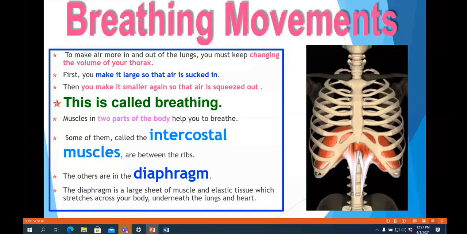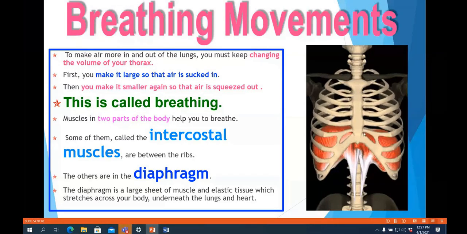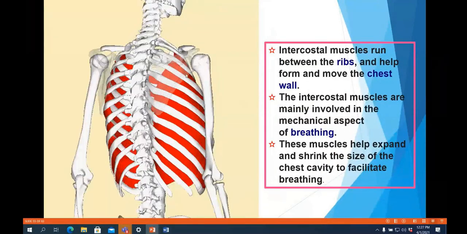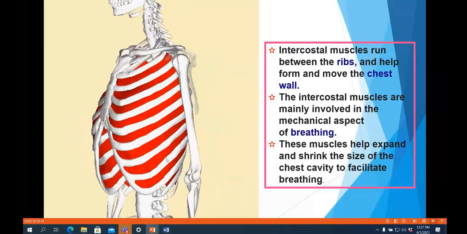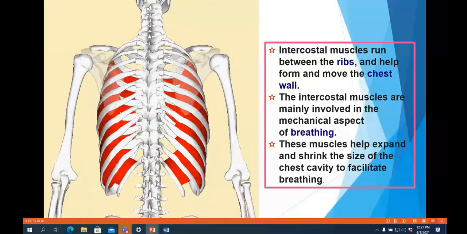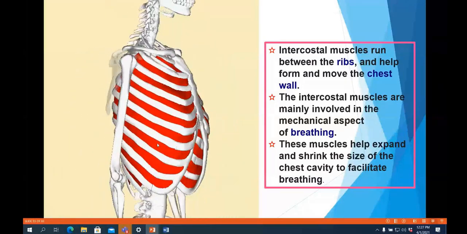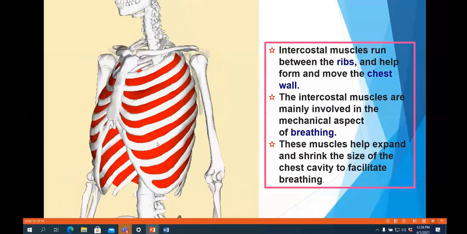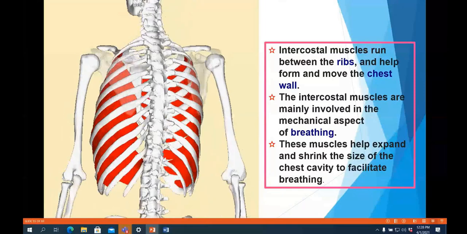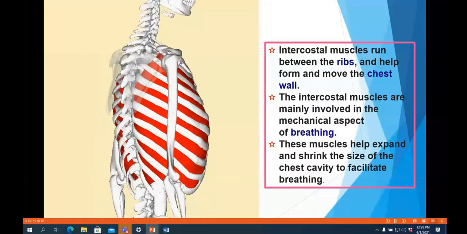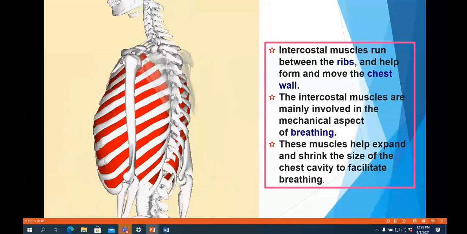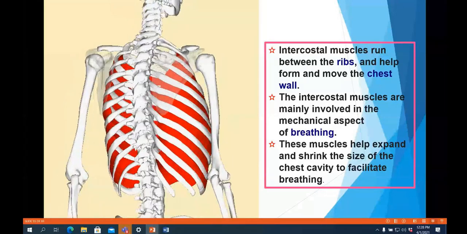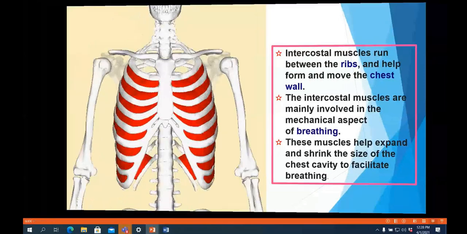Muscles in two parts of the body help you to breathe. Some of them, called the intercostal muscles, are present between the ribs. This is how your rib cage looks, ladies. These are your intercostal muscles, which run between your ribs and help form and move the chest wall. They are mainly involved in the mechanical aspect of breathing. The movement of your rib cage during breathing is because of these intercostal muscles. They help expand and shrink the size of the chest cavity to facilitate breathing. Understood? These red ones over here are responsible for increasing and shrinking the size of your chest cavity.